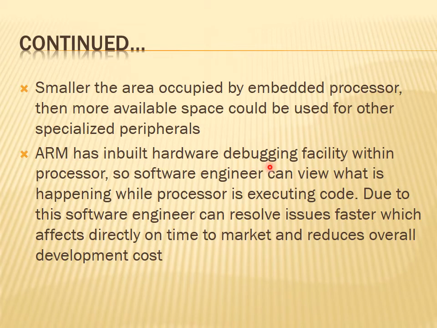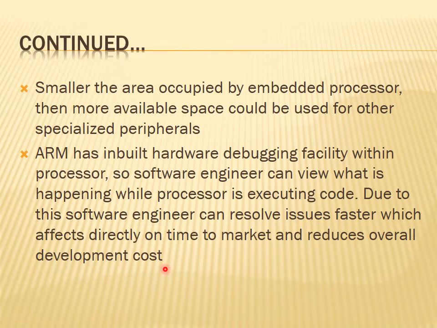ARM has an inbuilt hardware debugging facility. This is very important. An on-chip bootloader is there, in which a program is available for debugging purposes, within the processor itself. So a software engineer can view what is happening while the processor is executing the code, that is, see the execution of the instructions and utilize the debugging facility. Due to this, the software engineer can resolve issues faster, which directly affects the time to market and reduces the overall development cost.